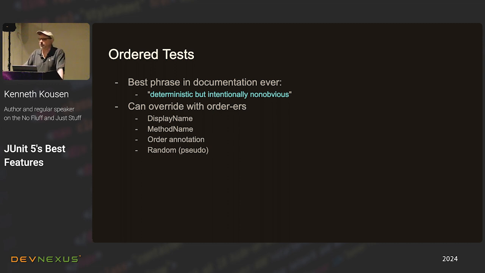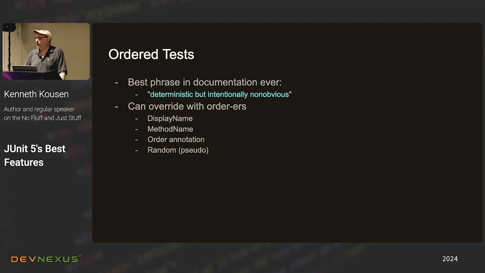This has one of my favorite phrases in documentation I've ever seen. If you look up the section on test ordering in JUnit 5, they say the order of the test methods in a given test class is deterministic but intentionally non-obvious. Meaning it's the same every time. It's not random, but we're not going to tell you what it is because we don't want you to rely on it. We want to make it so that it's some benefit to us, but if we told you what it was, you might expect a particular order, and we don't want you to expect a particular order. They should all be independent.